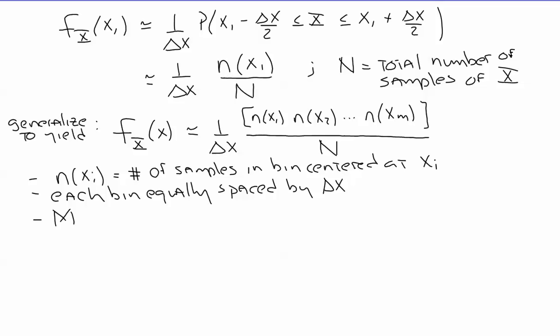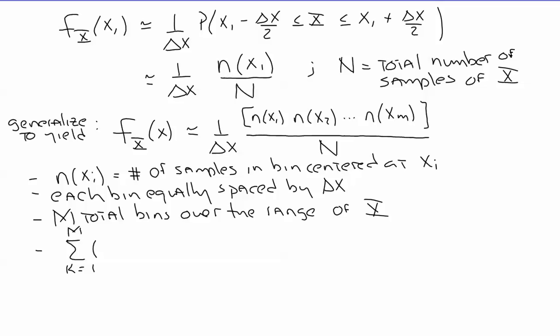There are capital M total bins over the range of my random variable x. And in particular, the summation of k equals 1 to capital M of n x sub k equals N. So if I add up the number of points in each bin over the total of M bins, I get the total N, capital N, number of sample points. All sample points are accounted for.